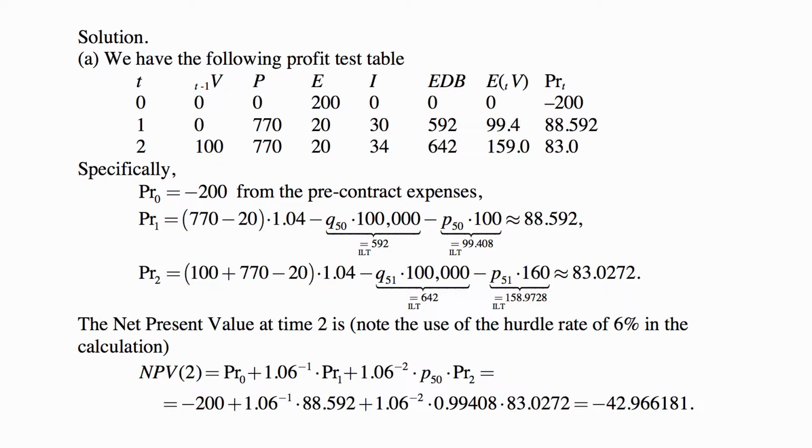Once you plug in all the numbers, and P50, of course, you get from the illustrative life table, but we already did this. We already looked it up for the first part, for the previous calculation. We end up with a negative 42.966181, or approximately negative 42.97.